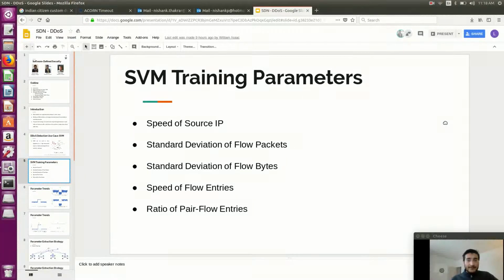These are the SVM training parameters. The speed of the source IPs, this is the incoming number of IPs per unit time, the standard deviation of incoming flow packets, standard deviation of incoming flow bytes, the total number of flow entries per unit time, and the ratio of pair flow entries. This is the number of interactive flows divided by the total number of flow entries. A flow entry is defined as an interactive flow if there is a bidirectional path between a source and a destination in the flow.